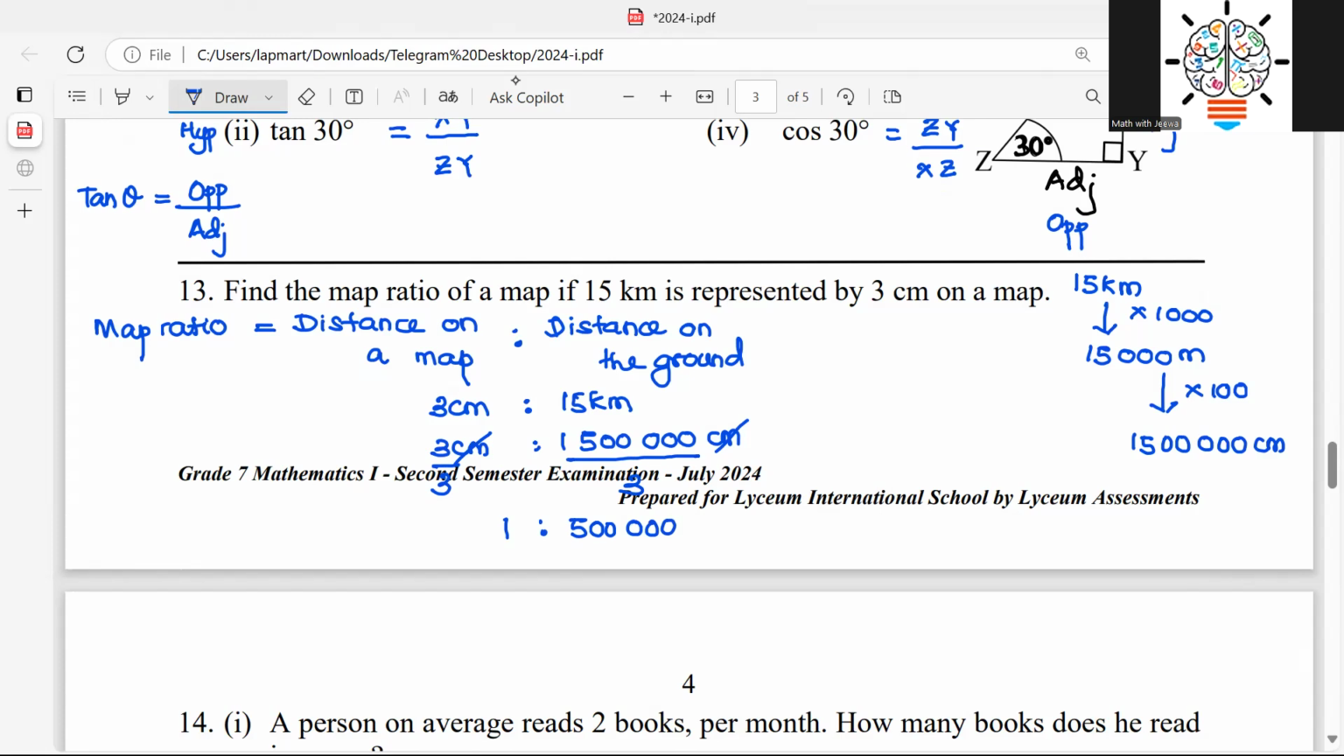Always you want to keep in your mind the map ratio is the distance on a map to the distance on the ground. Normally the distance on the ground will be 15 kilometers, but when we calculate the map ratio, both the distances should be in centimeters. Therefore, we convert 15 kilometers into centimeters. That becomes 1,500,000 centimeters. And we simplify and get the map ratio value, right?